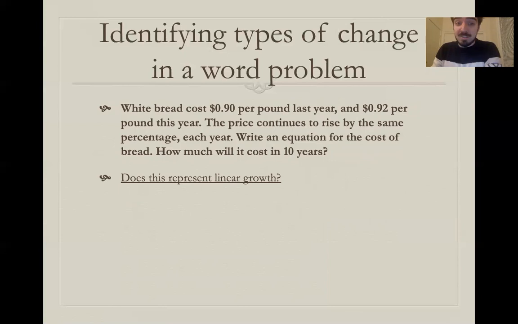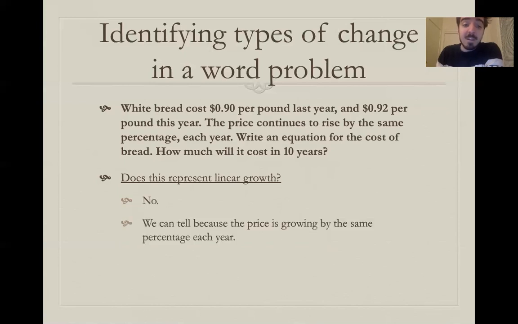Same starting question. Is this linear growth? It's clearly growth because the bread is getting more expensive every year. To be linear growth, we would need the bread to go up by the same amount of dollars or fraction of a dollar every year. We can tell that this is not linear growth because the price is growing by the same percentage each year. What that means is that it's not going to go up by 2 cents every year.